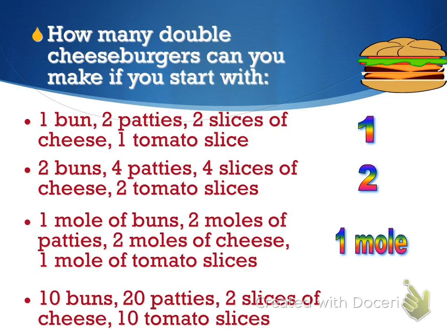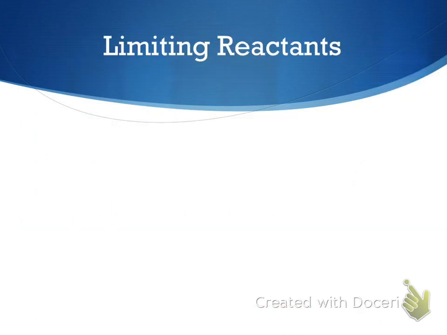Why can I only make 1? I only have 2 slices of cheese, so which is my limiting reactant in this case? Slices of cheese, right? Cheese would run out. So if I have an assembly line and I'm putting together, my cheese will run out after I make 1. So I can have all the excess buns and patties and tomato that I need, but those are excess. What does it mean to be excess? Extra, leftover, right? So I would run out of cheese, and that means I can only make 1 cheeseburger. Okay, understood?